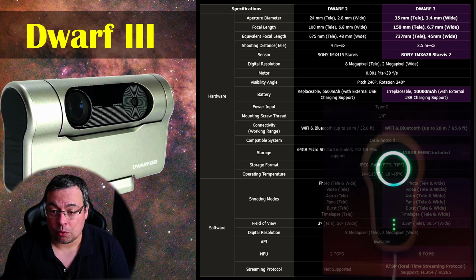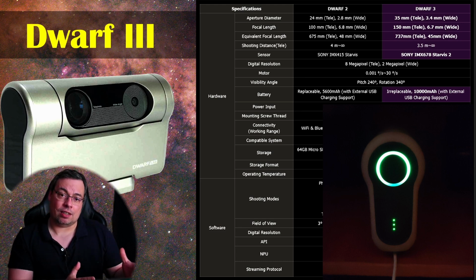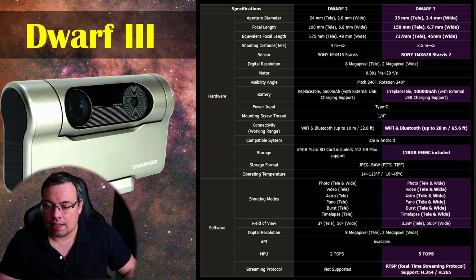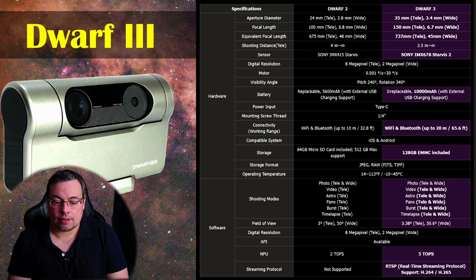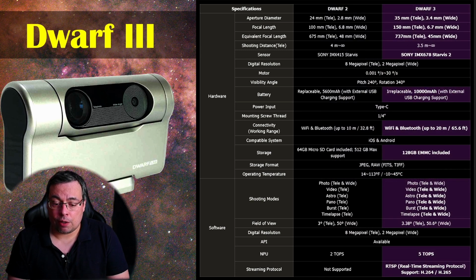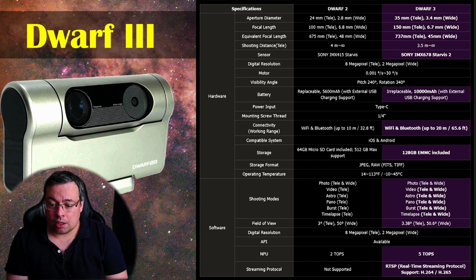Battery: on the Dwarf 3 we have a larger battery of 10,000 mAh, much larger than the Dwarf 2, and it's also irreplaceable. So you won't have the possibility to swap batteries anymore. And it has external USB charging support. Power input type C, same mounting screw thread, 1/4 inch. Connectivity: we still have Wi-Fi and Bluetooth, however the working range differs. The Dwarf 3 will work up to 20 meters without problems, and the Dwarf 2 usually will work up to 10 meters.